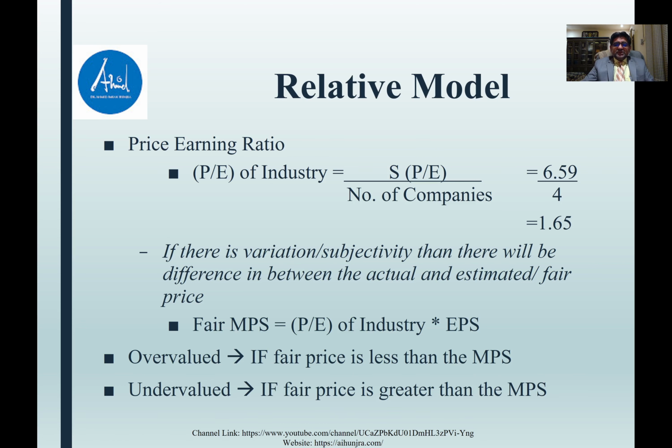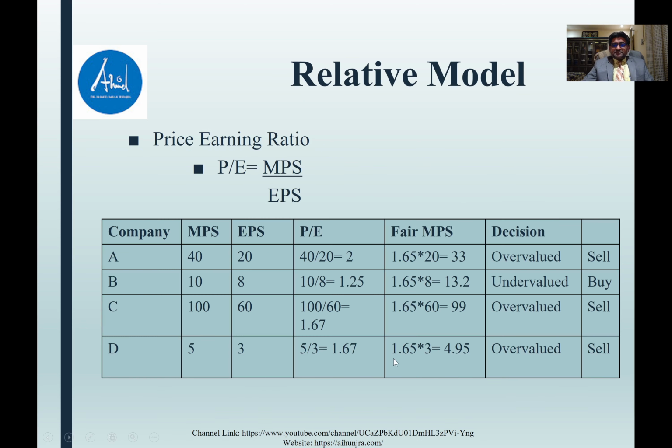Then what will be our decision? We can check here. How can we find the fair price? Earning per share multiplied by the price to earning ratio of the industry. How can we calculate the price earning ratio of the industry? Sum of these ratios divided by number of companies. There are four companies in this example. So the average is 1.65 multiplied by EPS. After simplifying, the fair price is 33 for company A.